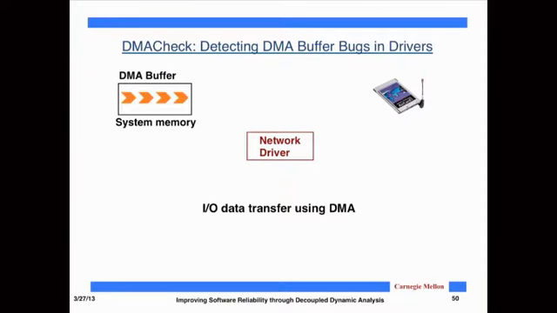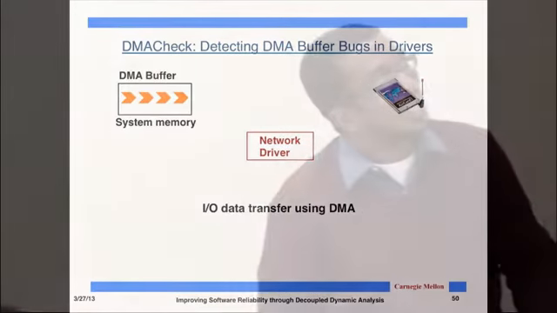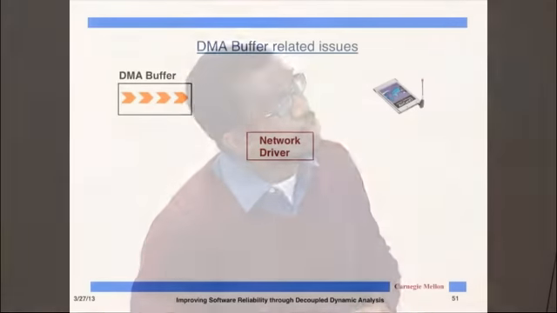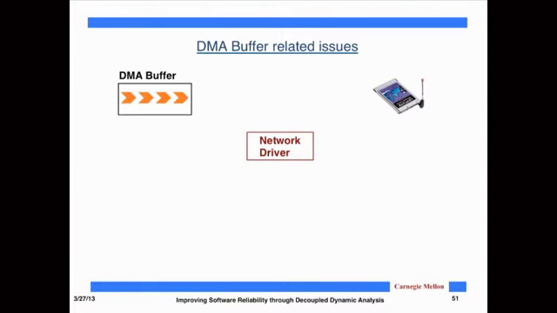All right, let's see. DMA check actually detects bugs in DMA and how drivers use DMA buffers. A DMA buffer is basically some part of system memory that's shared by the driver and the device, such that the device can directly copy data off it, which is good for I/O performance. A number of issues come up with how DMA buffers are used. One is the fact that they're shared. So the driver should avoid racing on the buffer while the device is using it.